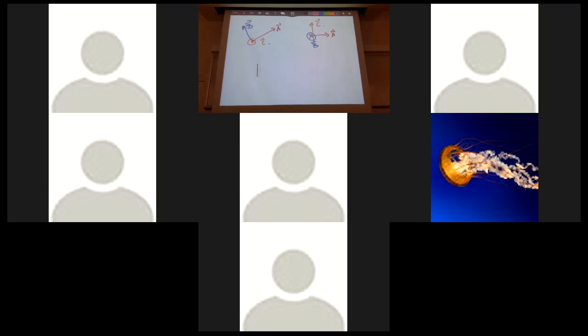Let's do another one. Let's say A points this way, B points this way. What's the direction of C? What do you think? Joe, what do you think? It's actually a trick question. It's actually zero. There is no vector C. Why is that? Because vector A and vector B are anti-parallel with each other. Sine of 180 degrees is zero, which means there is no vector C in this case. Vector C is actually equal to zero.